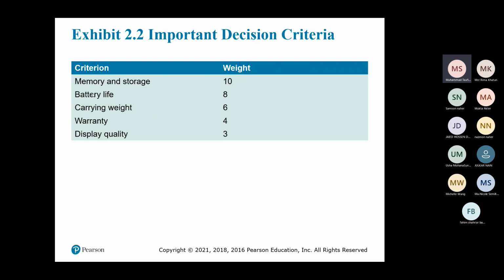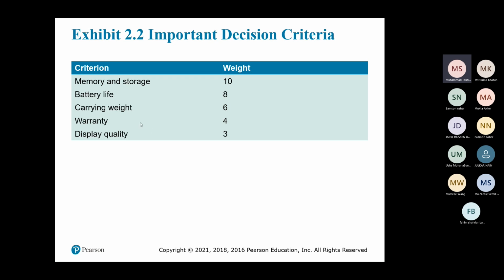For example here, Amanda thinks that memory and storage of the laptop is the most important criteria for her choices. So here she put 10, which means the most important one. The second most important one is the battery life, so she put 8. And then carrying weight, the third most important criteria, is 6, then warranty 4, and then display quality 3.